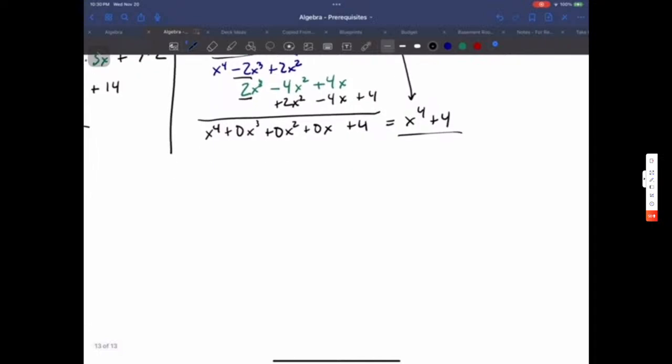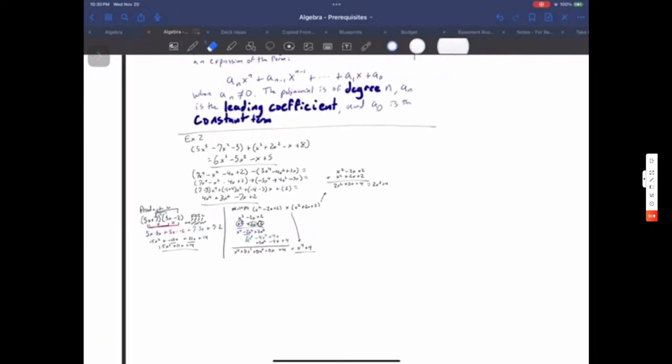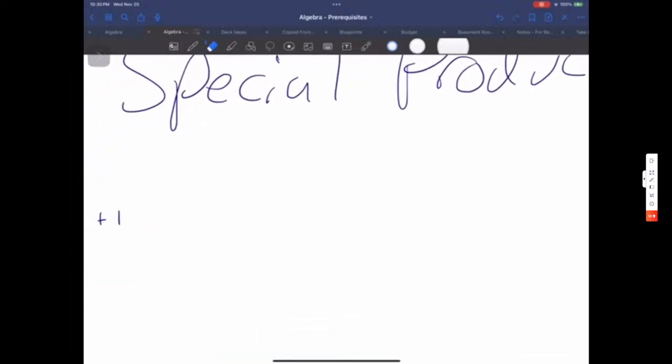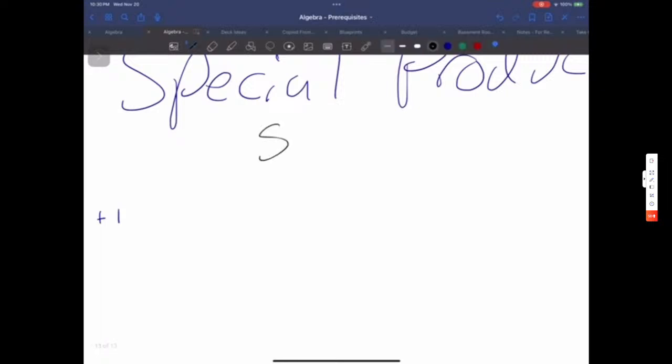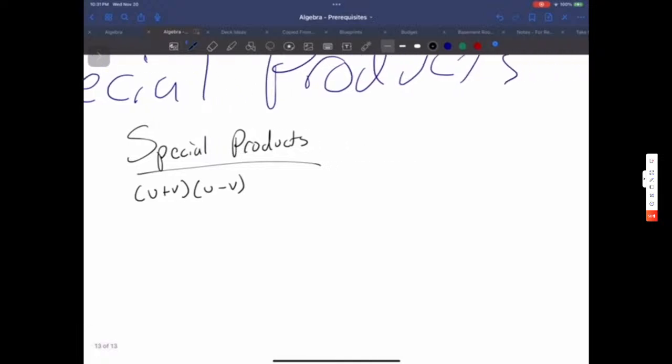Alright. So there are some special products knowing of what we just saw here, and we actually used one in the previous chapter. So these special products are as follows. When you have u plus v times u minus v, if we multiply it out, if we FOIL it out, we have u squared.